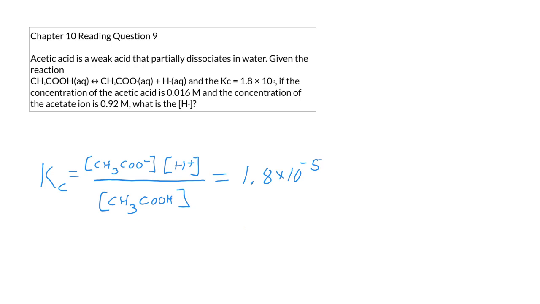They then tell us that the concentration of acetic acid is 0.16. So there's your acetic acid. They've told us the concentration of the acetate ion is 0.92. And they want us to solve for that hydrogen ion. So now it's just algebra.